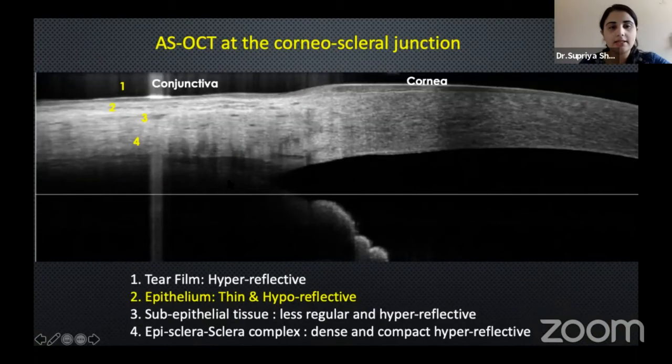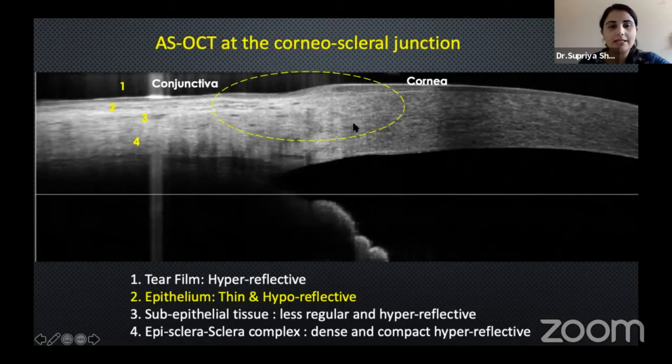Before we go ahead, let us look at how a normal AIOCT looks. This is the line scan image passing through the limbus. The first hyperreflective layer is the tear film over the conjunctiva and the cornea. The second is the hyporeflective layer, which is the conjunctival epithelium and the corneal epithelium. The third is the episcleral or subepithelial tissue, which is dense, compact, and hyperreflective. It has small hyporeflective spaces, suggesting the superficial vascular plexus. And the fourth is the deeper layer, which represents the sclera, which is also hyperreflective and densely compact.